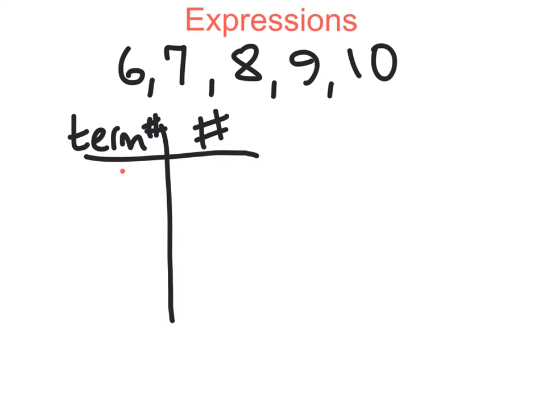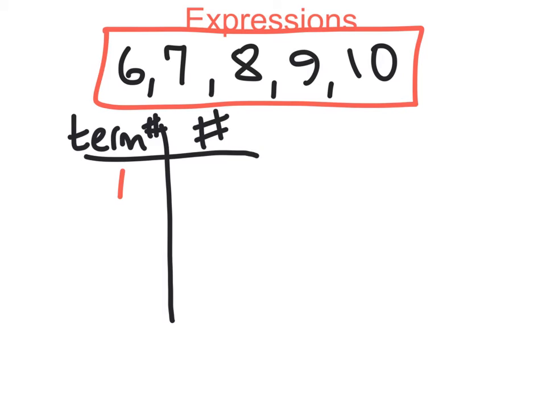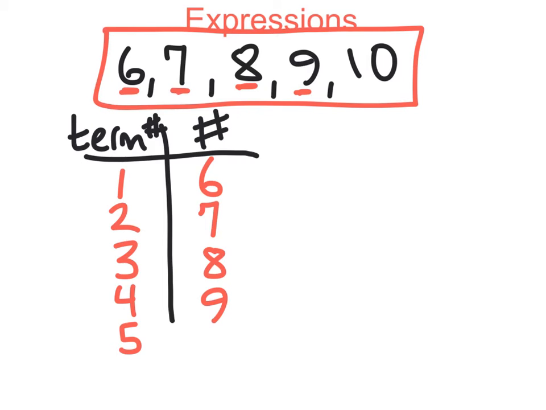So term 1, in this pattern here, what's term 1? The first term is a 6. What's the second term? It's a 7. The third term is an 8. The fourth term is a 9. And the fifth term is 10. Excellent. All right. So now to write an expression, let's look for a pattern between the term number and the actual number.